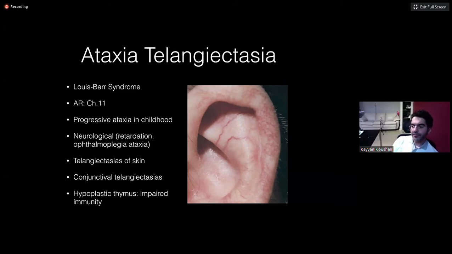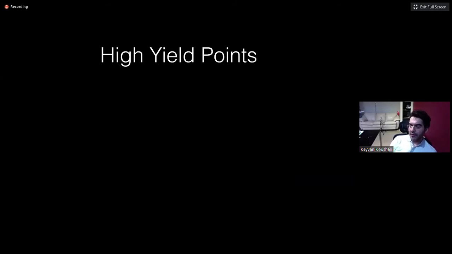We good? Okay, so let's go over some high yield points. Tuberous sclerosis, VHL, and neurofibromatosis are all autosomal dominant. So VHL is autosomal dominant, neurofibromatosis is dominant, and tuberous sclerosis is autosomal dominant. And as I said, ataxia telangiectasia is autosomal recessive. Again, these are totally useless pieces of information, but they can come up on the exam. This is pure memorization, but you've got to know it.